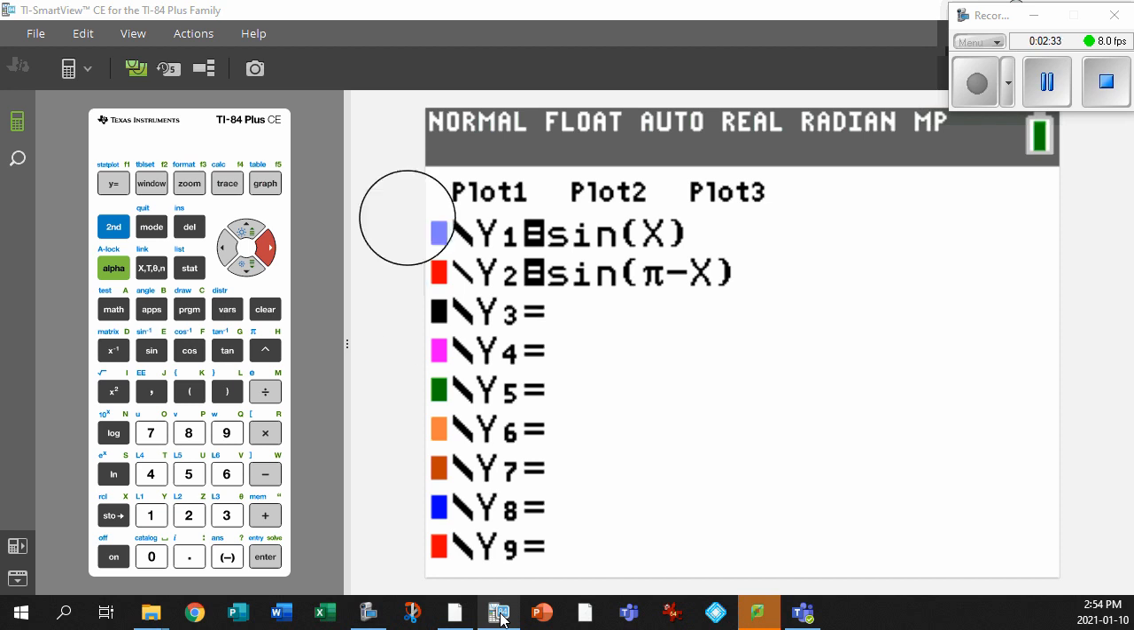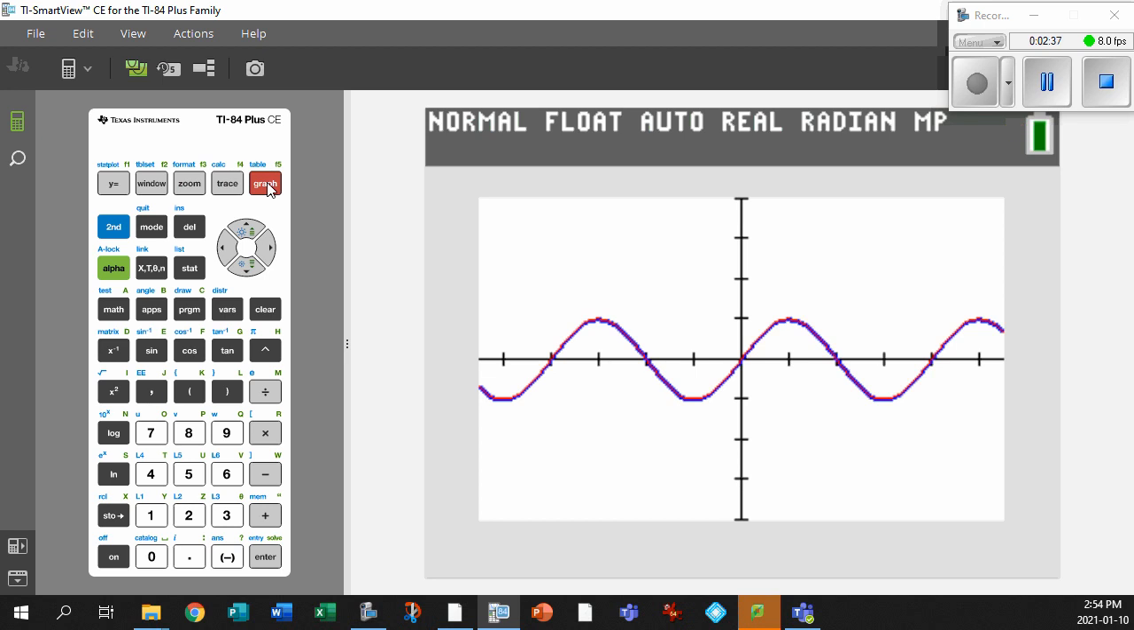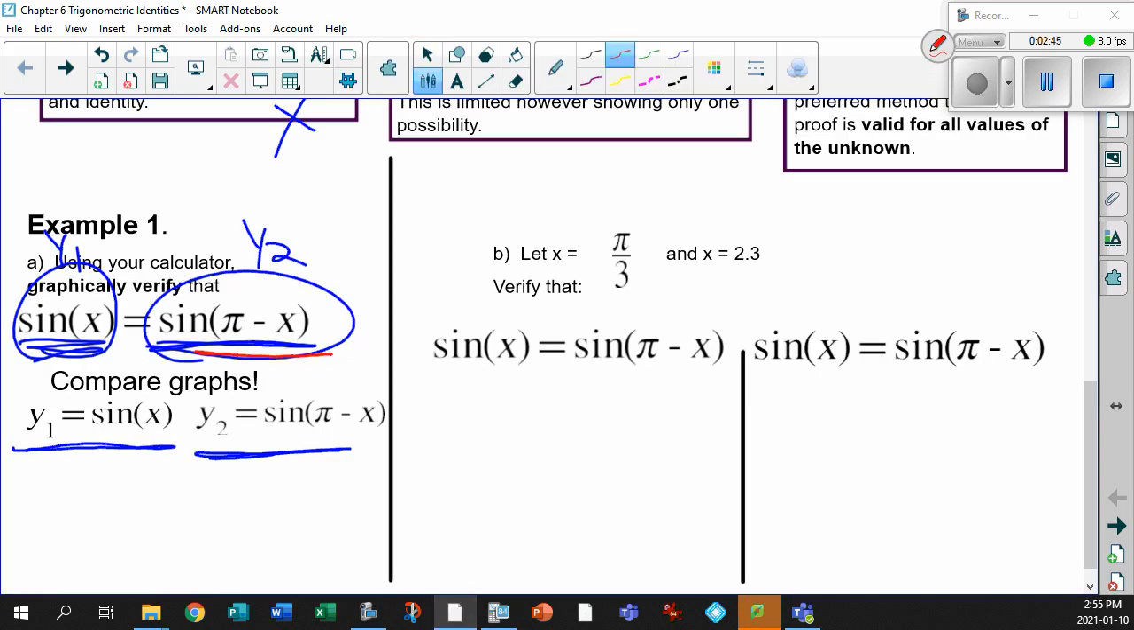Okay, let me just erase that. Boom. Let's go. Graph. Watch. There's the blue, and right over top of it, there's the red, telling you that this is, in fact, exactly the same thing. So, you're going, that's neat. How do you prove that that's the same thing? Well, there's another way of proving it.